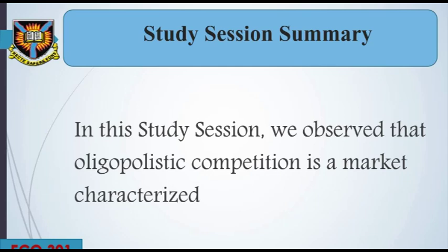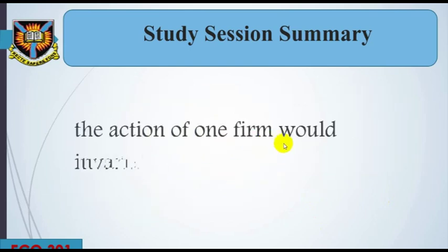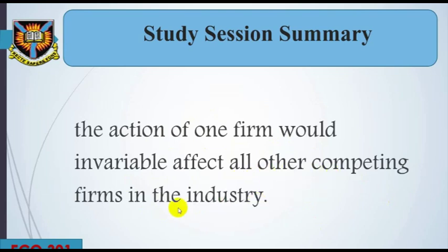Studies section summary. In this studies section, you observe that oligopolistic competition is very often encountered in the real world. It is a market characterized by the presence of very few firms whose actions are interdependent. The major distinctive characteristic of oligopolistic competition is that each firm takes cognizance of the fact that the action of one firm would invariably affect all other competing firms in the industry.